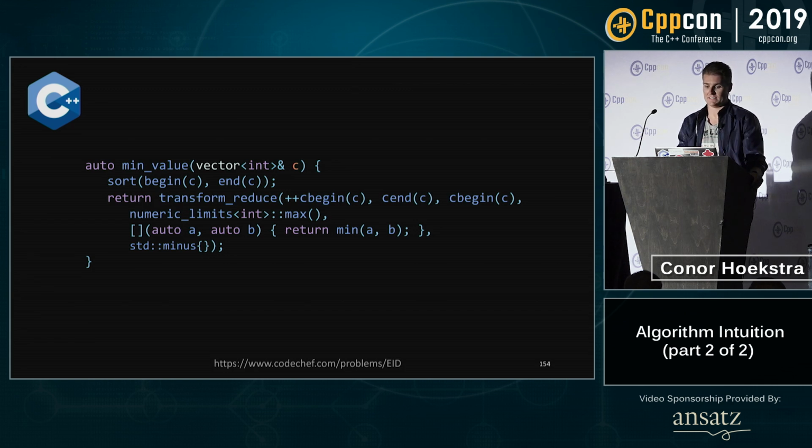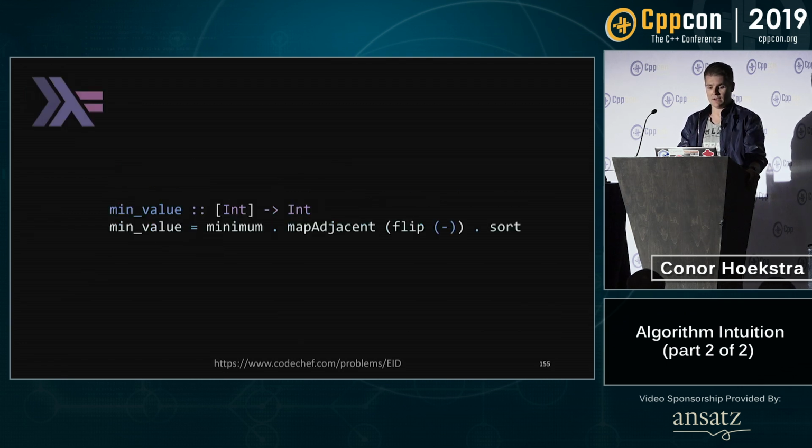For me, this is fantastic. Being able to use transform reduce, avoiding the linear allocation that we have from our adjacent difference algorithm, and it's my favorite algorithm, so anytime I get to use this, it makes me extremely happy. So in Haskell, question?